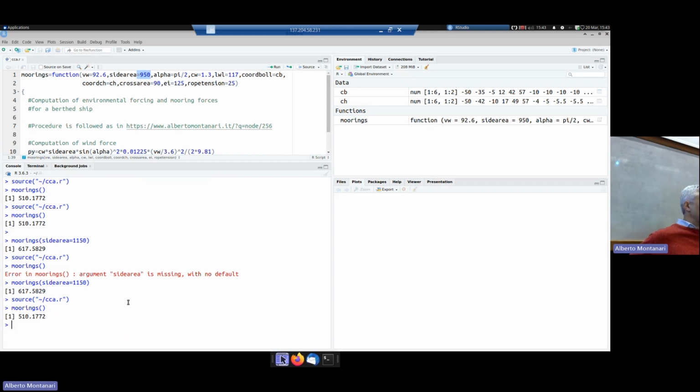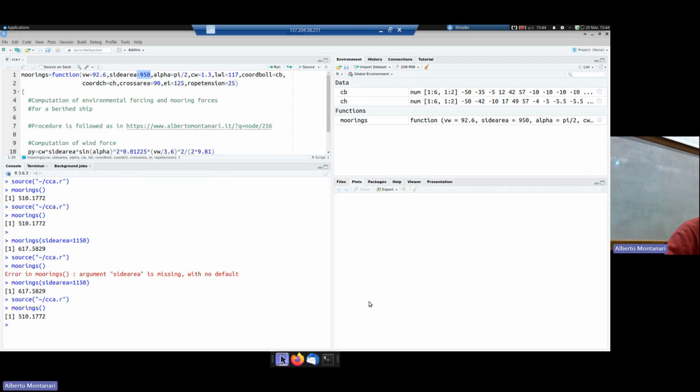We also committed to study Python, okay? And let's try to do the same thing in Python here, the computation of wind force. It's a simple computation. Let's do it in Python.